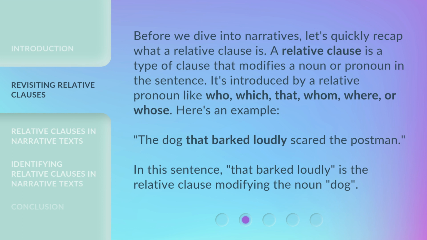Before we dive into narratives, let's quickly recap what a relative clause is. A relative clause is a type of clause that modifies a noun or pronoun in the sentence. It's introduced by a relative pronoun like who, which, that, whom, where, or whose. Here's an example. The dog that barked loudly scared the postman. In this sentence, that barked loudly is the relative clause modifying the noun, dog.